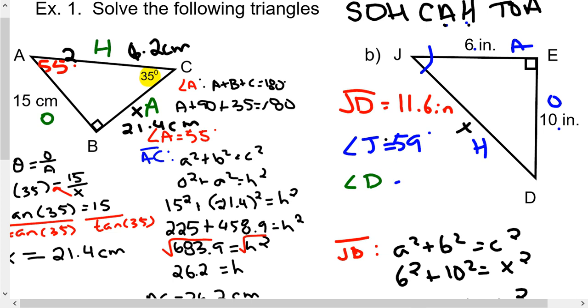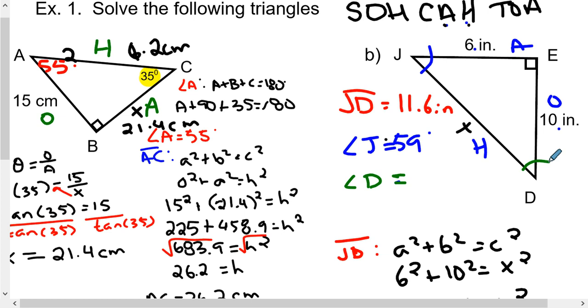So again, I now have 2 of my 3 angles. I was given angle E of 90 degrees. I found angle J. I could do that angle rule, add up to 180 to find angle D. But for the fun of it, just because we'll try using all of our ratios, let's find angle D using sine. We haven't used that one yet.